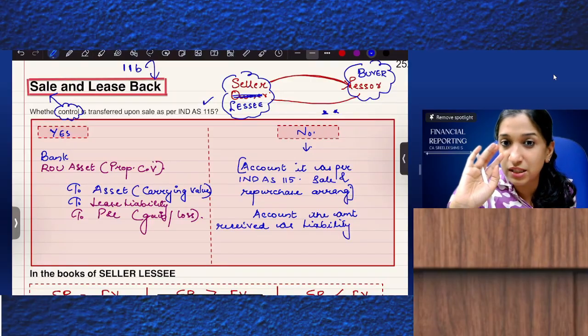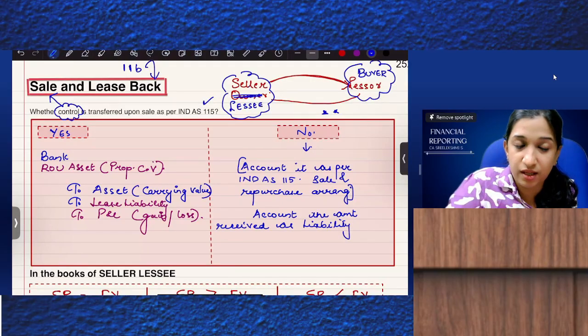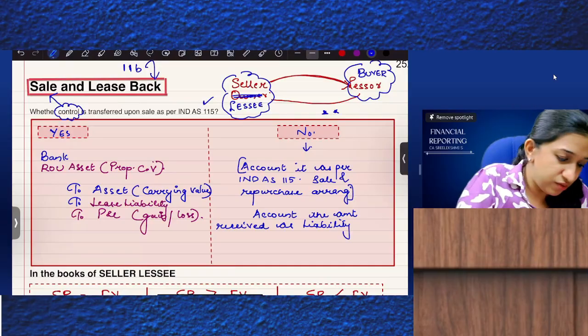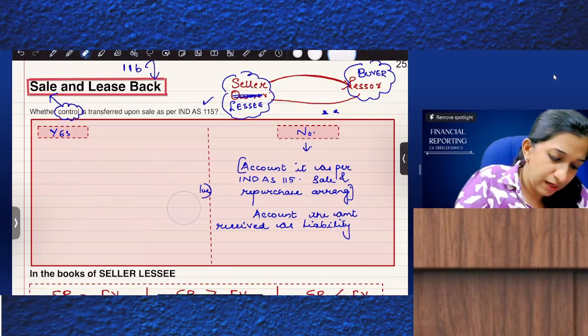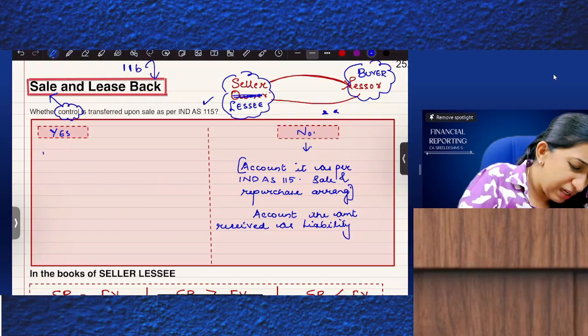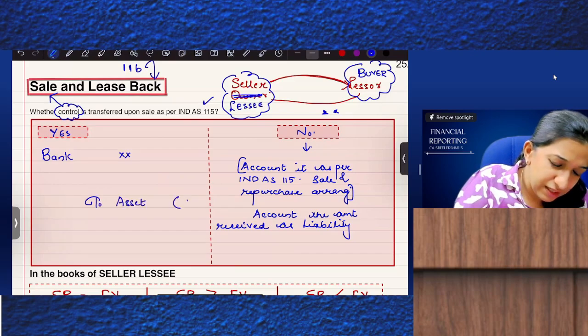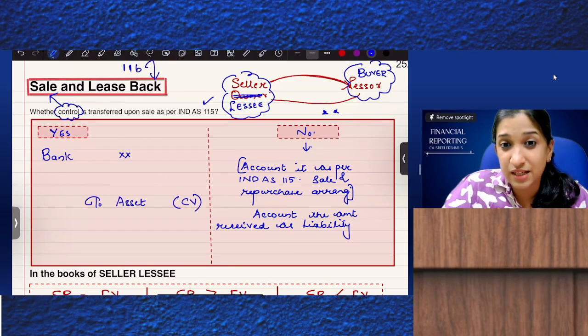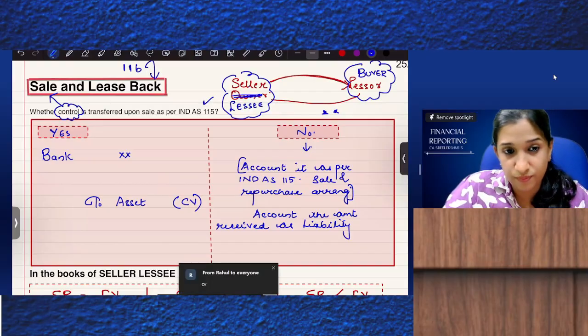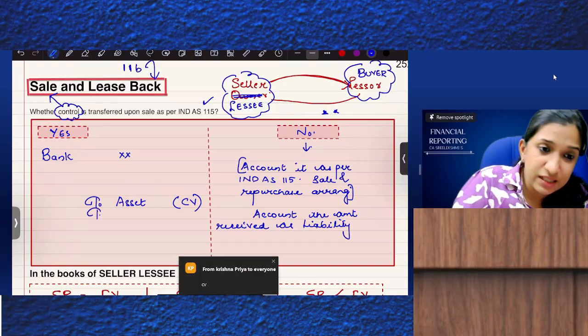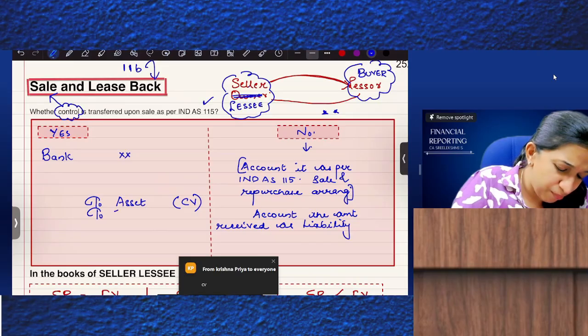Sale and leaseback happened and the control is transferred to the buyer. Okay, is control transferred? Yes, control is transferred. Then this is the journal entry. What entry? Sale: bank account debit to asset. You derecognize; always the asset is derecognized at what value? Carrying value. Then because it is leased back, you compute the lease liability, the present value of future payments.